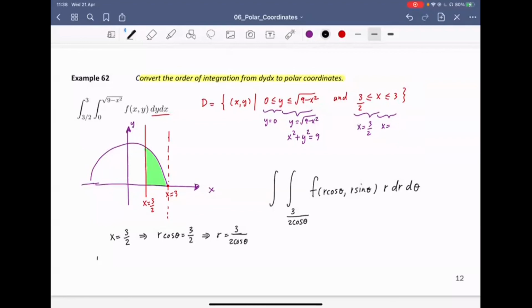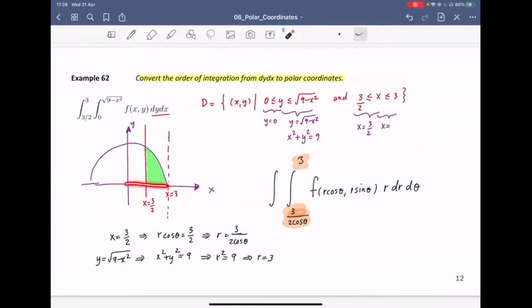And then your y equal to square root of 9 minus x squared. This is x squared plus y squared equal to 9. And that is r squared equal to 9. And that is r equal to 3. So 3. This is going to be your top curve. Sounds good? Because when you do that, it's going to be that to that.